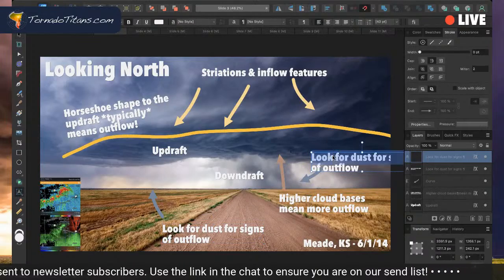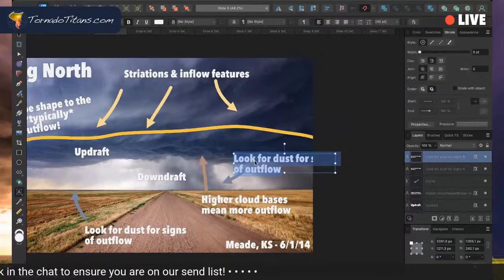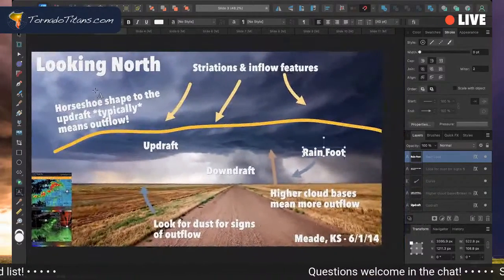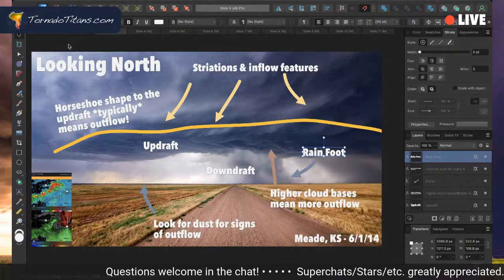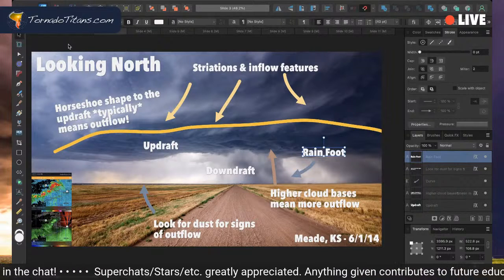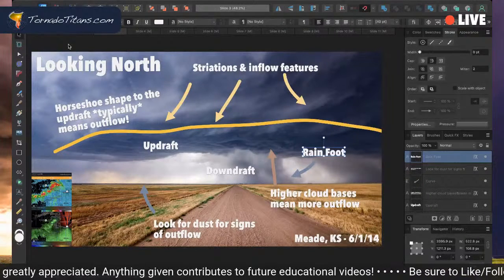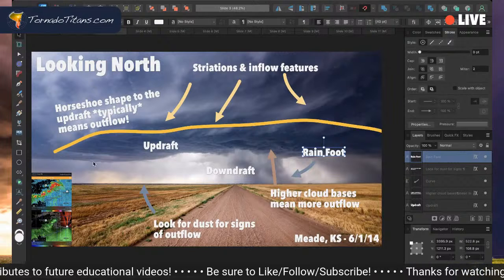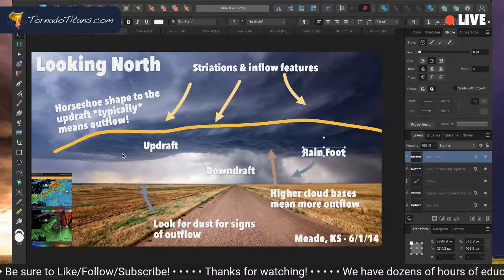Context clues. I've got a video coming out in a couple of weeks about this, about looking for context clues. Labeling that rain foot there. In a situation like this, you see blowing dust. Almost always, this thing is not a tornado. This is blowing dust. This is outflow, pushing out away from this storm. So that's something to keep in mind. Just because you see blowing dust, just because it's rotating, does not mean it's a tornado.